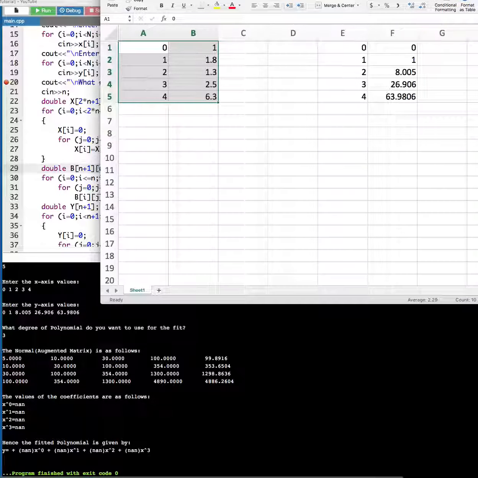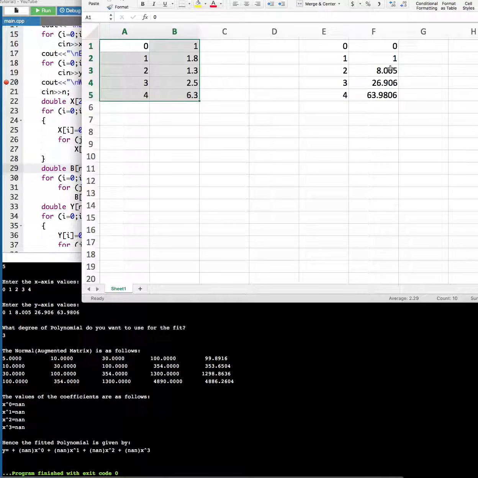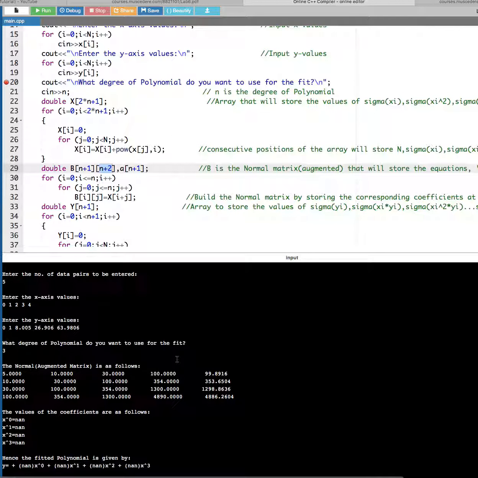Three degree polynomial, 0, 1, 2, 3, 4. We entered 0, 1, 8.005, 26.906, 63.9806. Okay. You know what? Let's try this one again and see what we get. Run this one again.